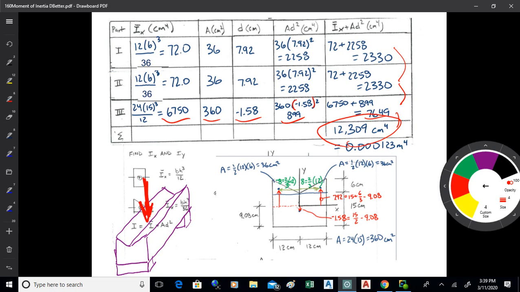So x bar is in the x direction, y bar is in the y direction. But moment of inertia refers to the axis you're calculating that about, okay? All right, so that's just a run through moment of inertia. It's a shape property. This is area moment of inertia. You'll do mass moment of inertia in dynamics and physics.